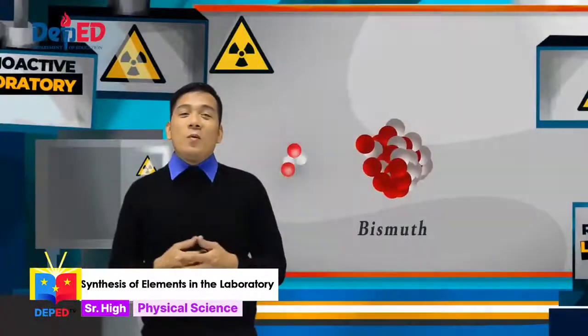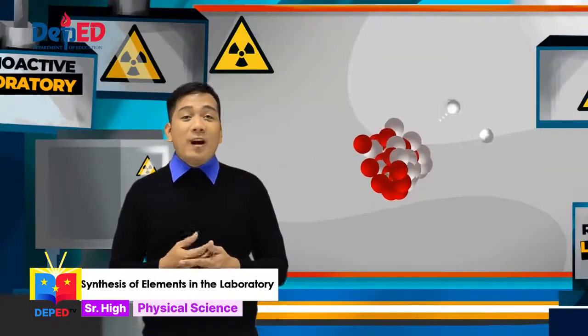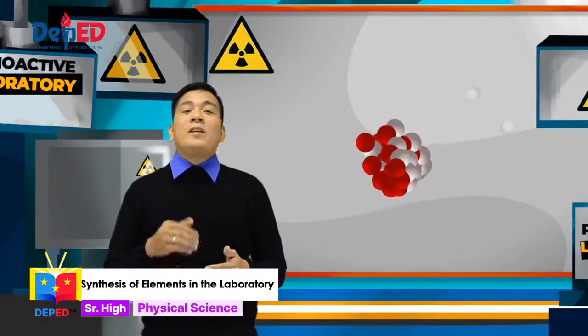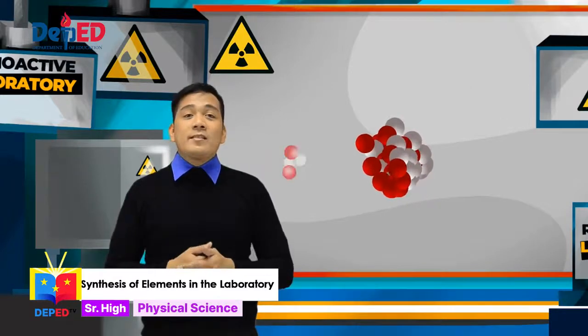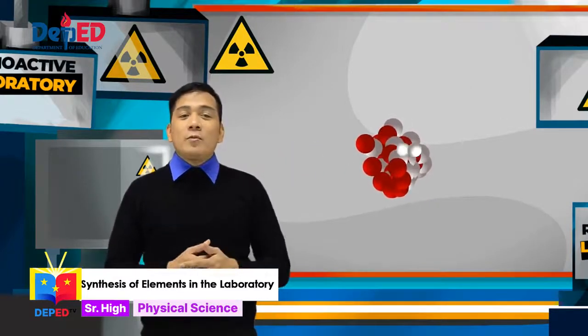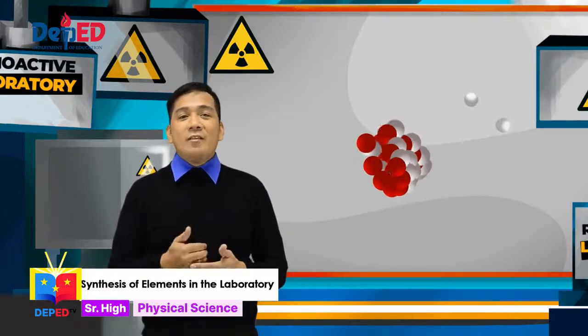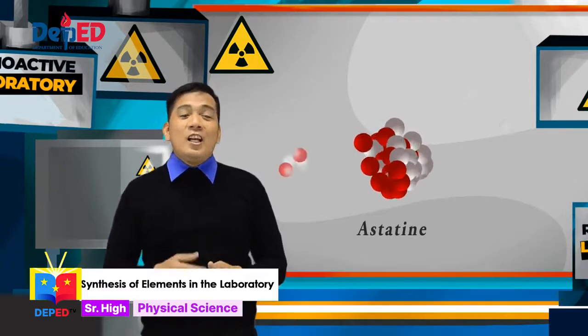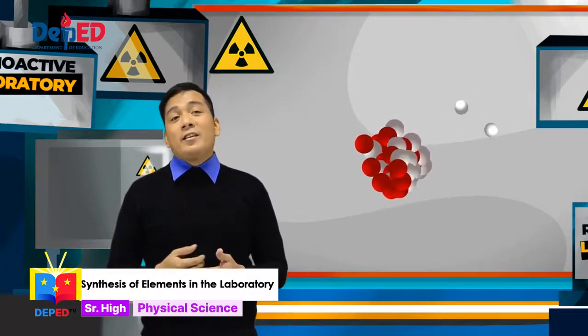What they did was they bombarded bismuth with alpha particles. 2 protons from the alpha particle attached to the nucleus of bismuth. The addition of protons changed the identity of the element and it became astatine. 2 neutrons from the alpha particle were emitted.